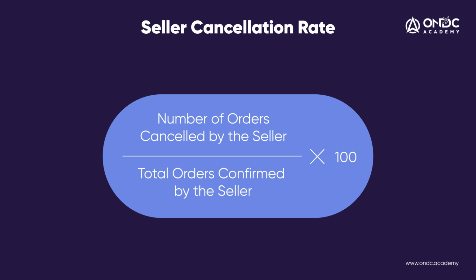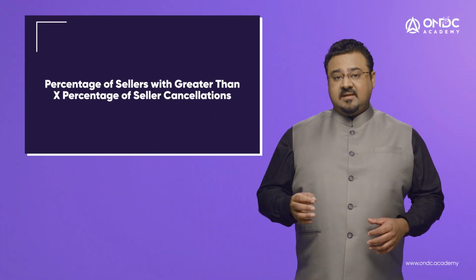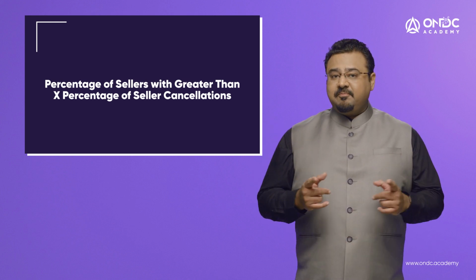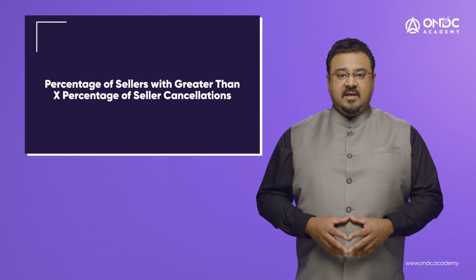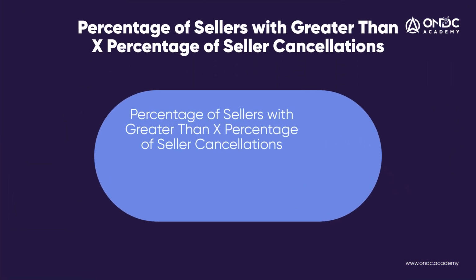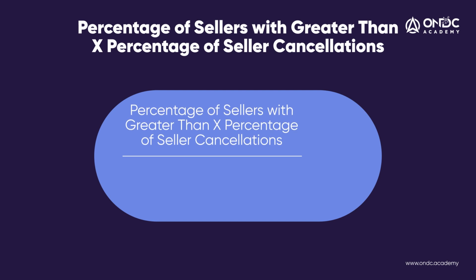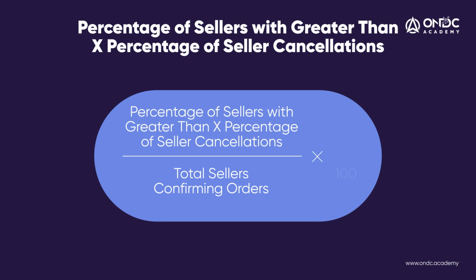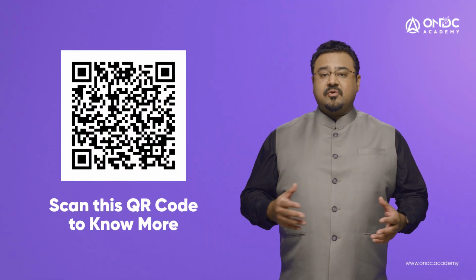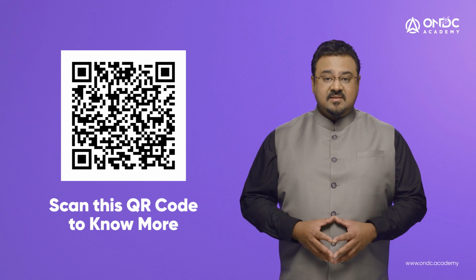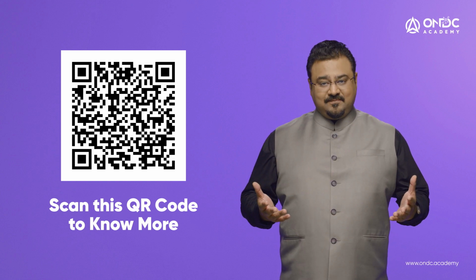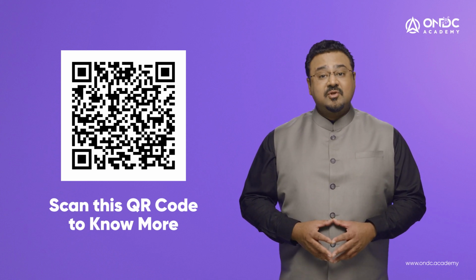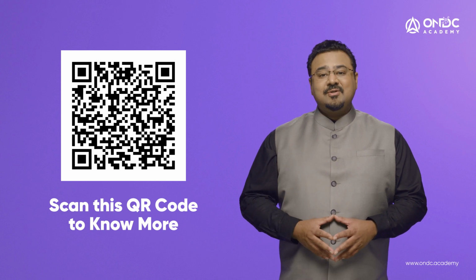The second metric is percentage of sellers with greater than X percentage of seller cancellations. This will help you measure the quality of sellers. To calculate this metric, divide the number of sellers with greater than X percentage of seller cancellations by total sellers confirming orders, multiplied by 100. Please note, refunds in seller cancellation instances are governed by e-commerce rules. Also, price manipulation is not allowed under Consumer Protection Rules 2020. Scan this QR code to know more.